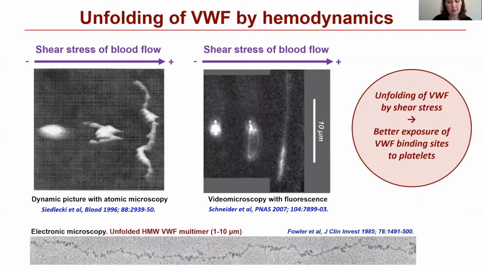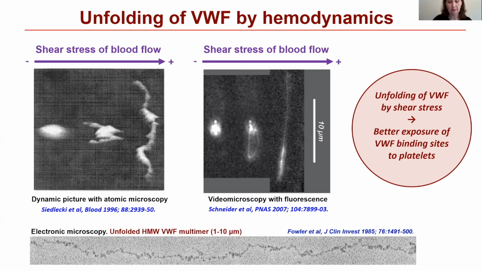Something also very specific to von Willebrand factor is its ability to adopt different spatial conformations as a function of the shear rates of blood flow within the vessels. What you can see under either atomic microscopy or video microscopy with fluorescence is a conformational change of von Willebrand factor as a function of the shear stress of blood flow.